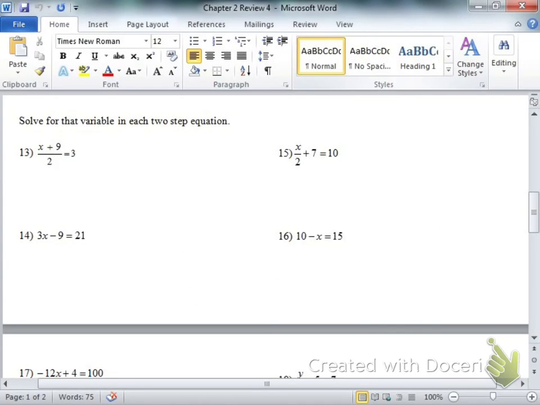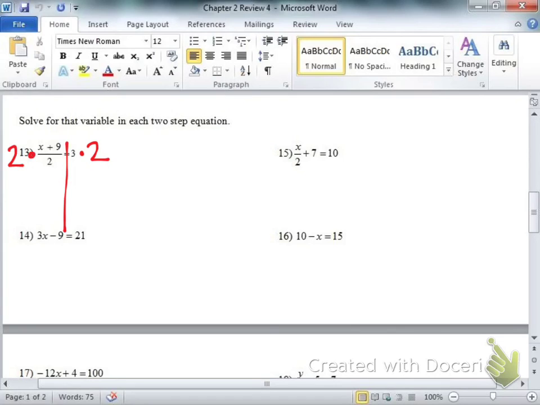Actually, this section starts out with the worst two-stepper. The worst two-stepper is the bodyguard problems because you do it a little bit out of order. Remember, you have to get rid of that dividing by 2 on the left side before you can even touch the plus 9. So it's sort of in a different order than we're used to. Usually we undo the adding and subtracting first. But here we have to work on that 2.